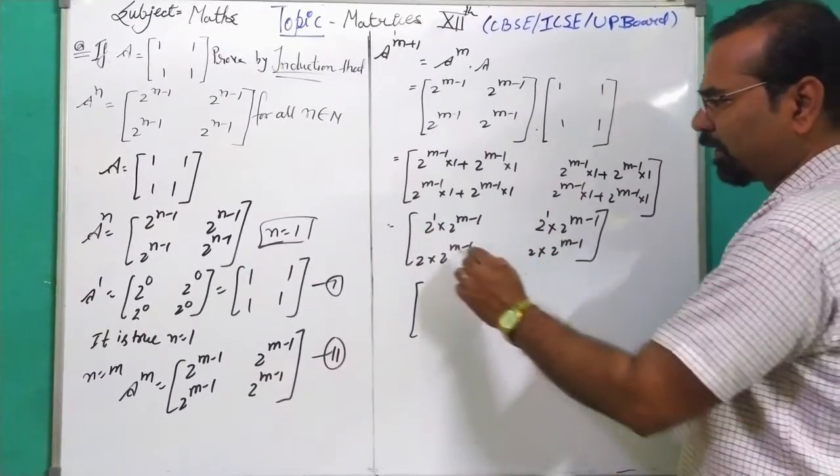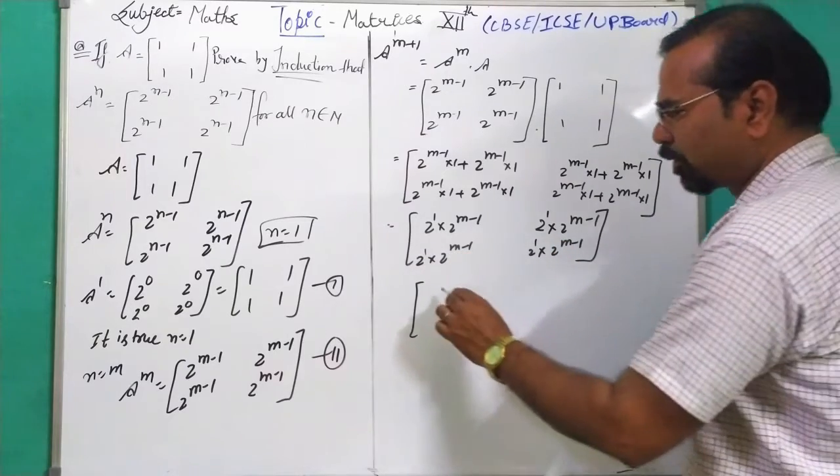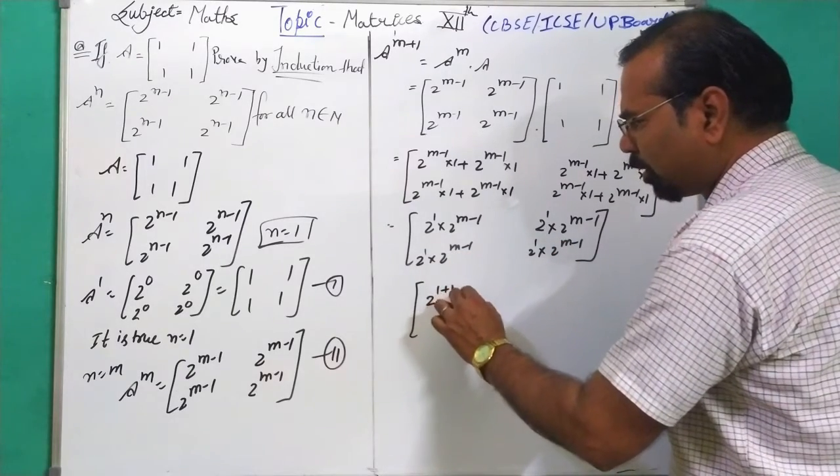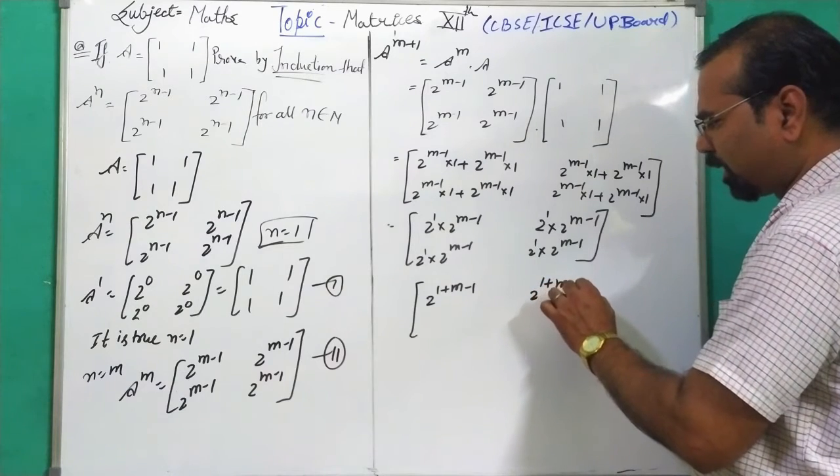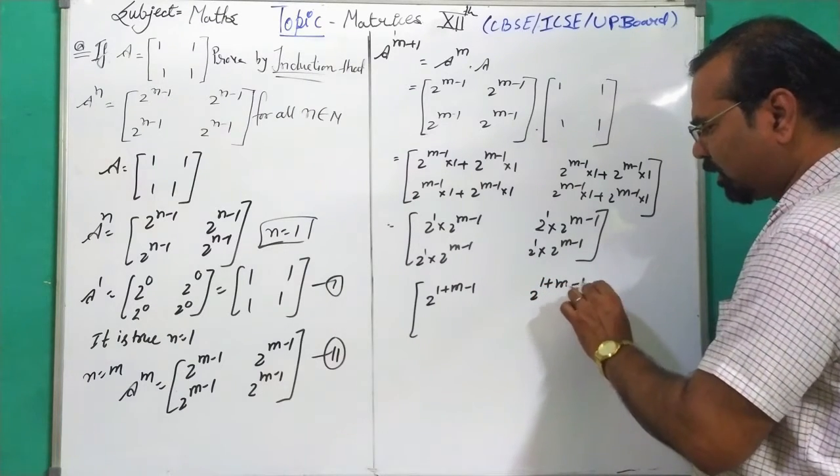Here the power is 1. So we can write 2 raised to the power 1 plus m minus 1, and here it is 2 raised to the power 1 plus m, and that is minus 1.